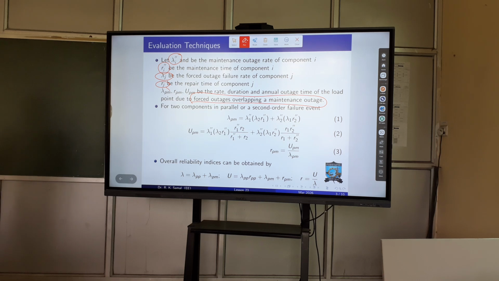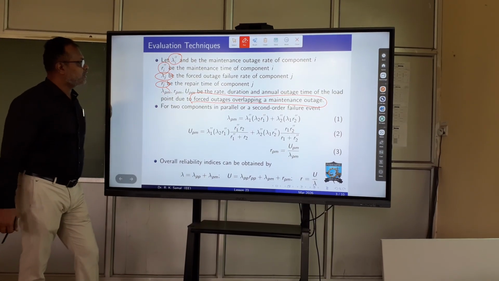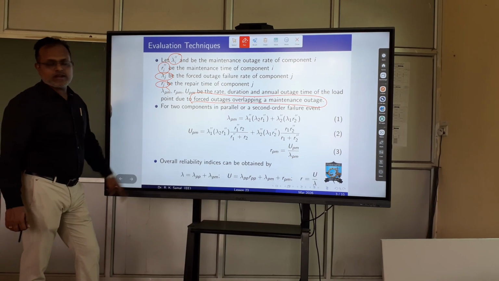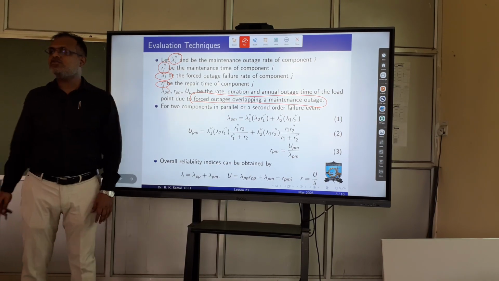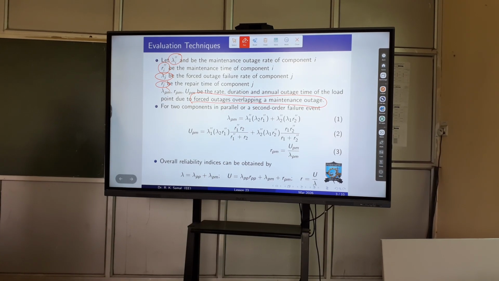So here we have a scheduled maintenance outage, but there is a forced outage which follows it. And the combined outage is lambda pm, rpm and qpm. So these are the formulas for two components in parallel. We are not going to solve problems on this; we will be theoretical about it. If the question comes in the exam, we will be theoretical about it.